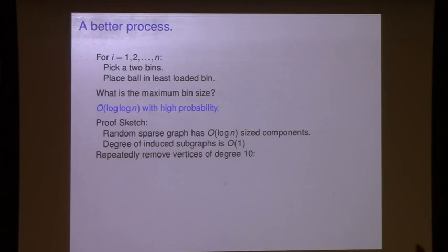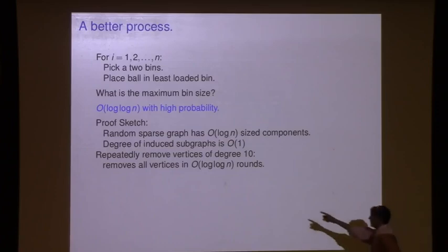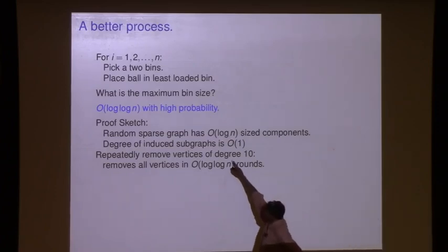So every time you remove vertices from that component whose degree is less than 10, you halve the size of the component. So after log of the size of any component iterations, you've gotten rid of the whole graph. It removes all the vertices in O(log n) time. The log here comes from the fact that this removal removes half the vertices in any component each time, and log n is the size of the component.